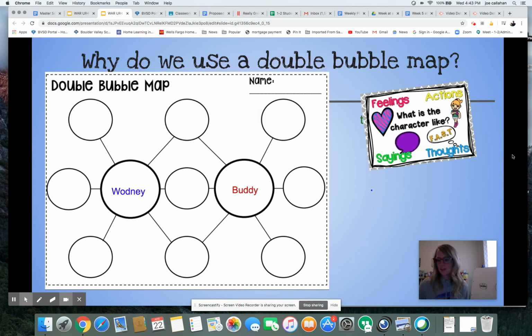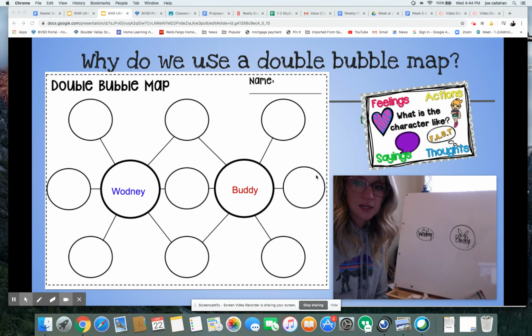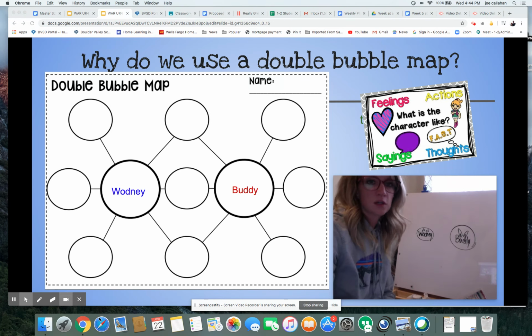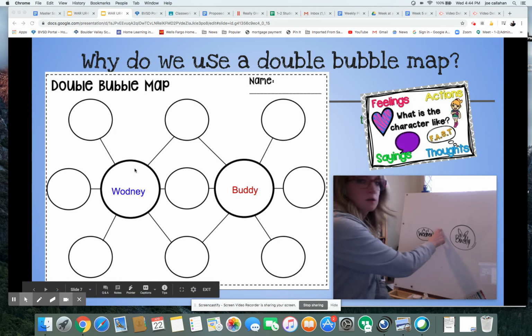So if I think about what I know about Wadney and Buddy, ways that I would describe them, I want to make sure that I am including both things that are similar and things that are different. So if you look at my double bubble I started back here. Remember yesterday we did a single bubble map? With a double bubble, you'll notice on your screen or on my easel, you can look either here on your screen or here on the easel.